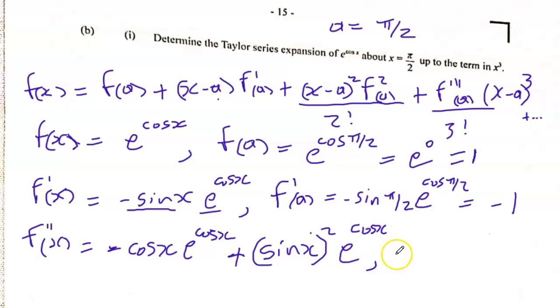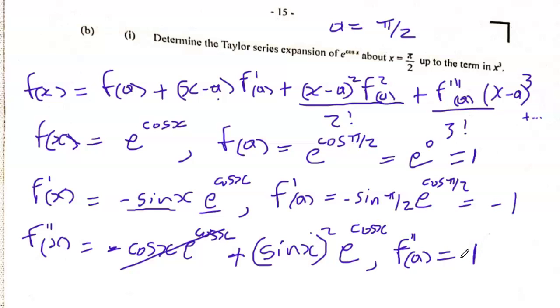And then now I evaluate at a. Replace x with pi over 2. What will I end up with now? Alright, so cos 90 is 0, all of this will become 0. And sine 90 is 1, so I'll just end up with 1.